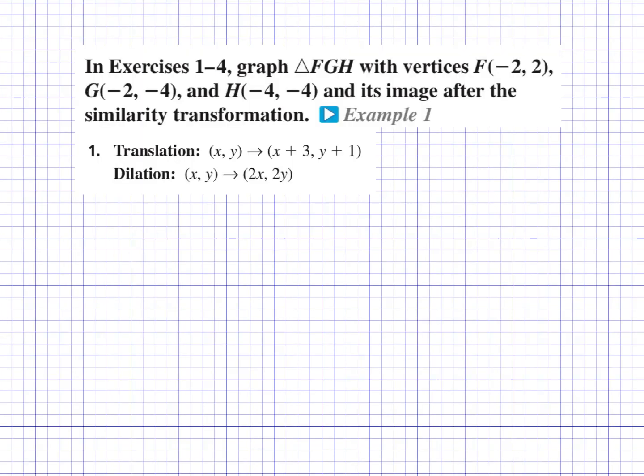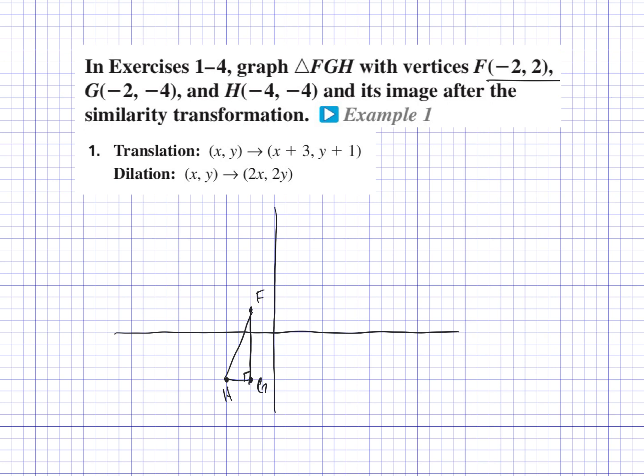All right, so we're going to graph these. Let's go ahead and draw a nice graph. Start off with simple stuff, just like a review. Let's graph the original first. F is at -2, 2. G is at -2, -4. And H is at -4, -4. So F, G, and H. So we'll do the main one in black. All right, it's a right triangle.